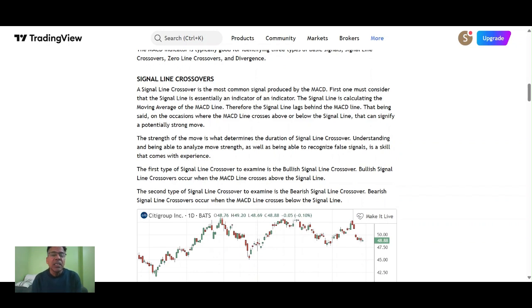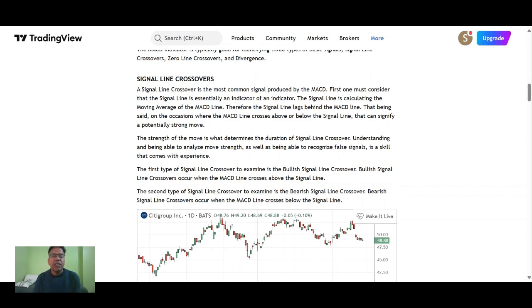That being said, on the occasion where the MACD line crosses above or below the signal line, that can signify a potentially strong move. The strength of the move is what determines the duration of the signal line crossover. Understanding and being able to analyze move strength, as well as being able to recognize false signals, is a skill that comes with experience.